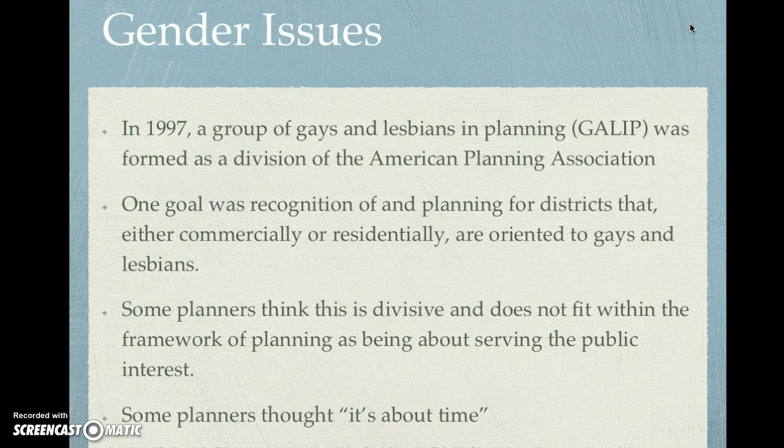So, gender issues. What might that look like in planning? Just as an example, in 1997, there's a group of gays and lesbians in planning, GLIP. They formed as a division of the American Planning Association, the professional organization for planners. They said, hey, one goal is recognition of and planning for districts that either commercially or residentially are oriented to gays and lesbians.